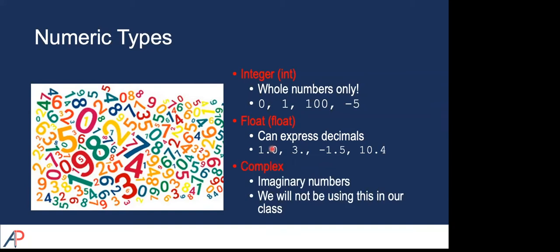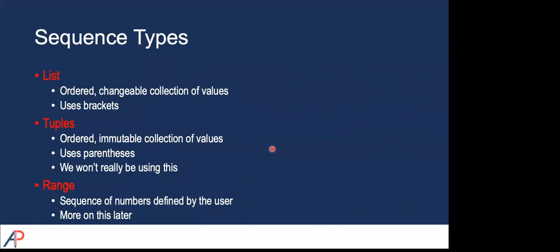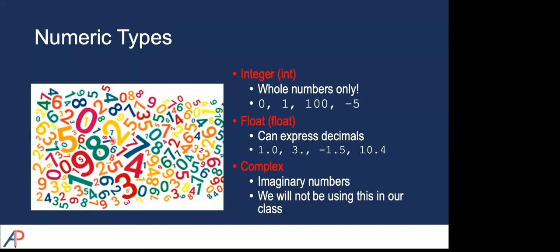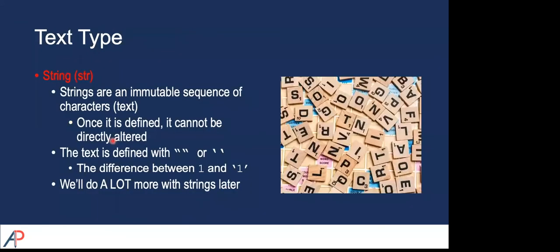Now we have the sequence types. The first one is a list, which is an ordered, changeable collection of values. So notice the difference between a list and a tuple, as a tuple is an ordered immutable. We had seen the word immutable already before when we were talking about strings. Strings are an immutable sequence of characters. Immutable meaning you cannot change it once you've defined it.